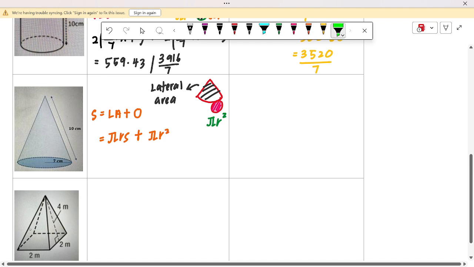What does l stand for? L stands for your slanted height, which is here. L is your slanted height, and sometimes we call it the length also. Pi r l is the same thing.